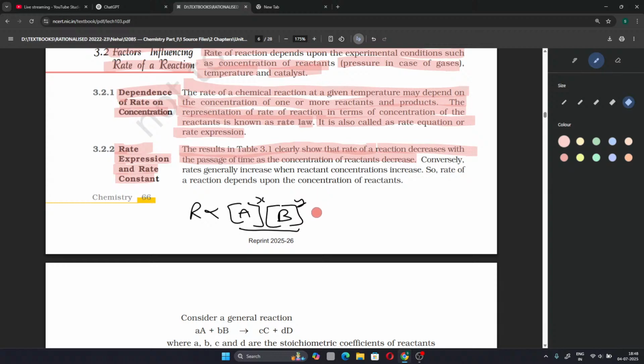Clearly show that the rate of a reaction decreases with the passage of time as the concentration of reactants decreases. Conversely, rates generally increase when reactant concentration increases. As reactant concentration increases, the rate also generally increases: the higher the concentration of reactant, the higher the forward rate of the reaction.